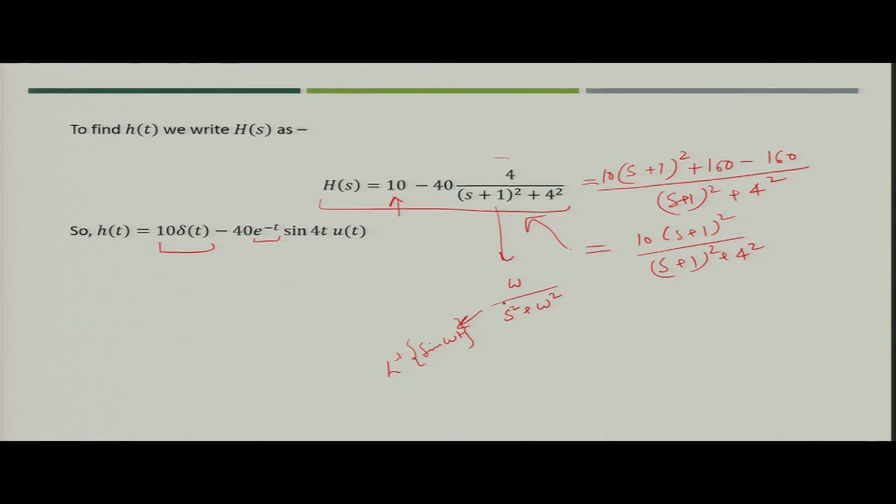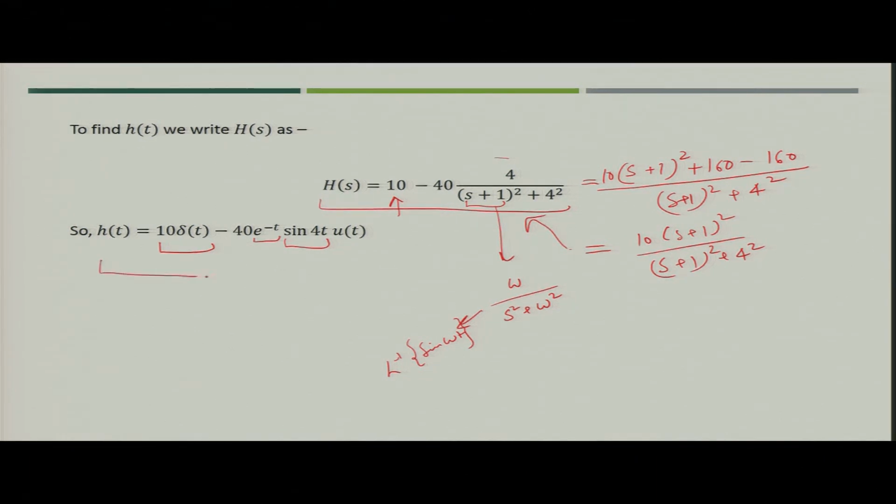So, if you put this inverse Laplace transform of this particular term, you can correlate that omega is nothing but 4. So, you can write sine 4t for this, plus for s plus 1 you will have the term e to the power minus t added.